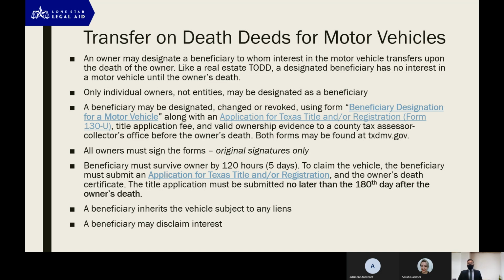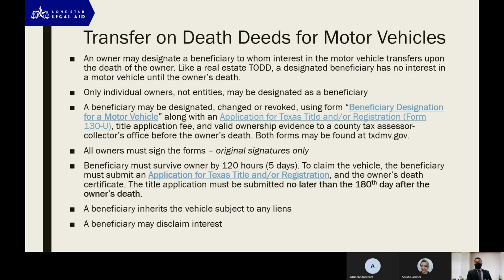Same rule as the real estate one, the beneficiary has to survive the owner by 120 hours or 5 days. And then to actually claim the vehicle, the beneficiary has to submit one of these forms, an application for Texas title and registration, and the owner's death certificate. And that needs to be done no later than 180 days after the owner's death. So make sure if you do have one of these, you let your beneficiary know, make sure you do this within 6 months because then it's going to expire and it's not going to be valid. So they need to be on top of getting these submitted.